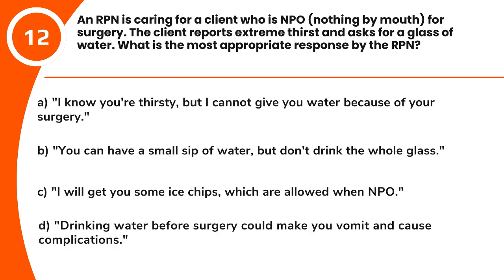An RPN is caring for a client who is NPO, nothing by mouth, for surgery. The client reports extreme thirst and asks for a glass of water. What is the most appropriate response by the RPN? A. I know you're thirsty, but I cannot give you water because of your surgery. B. You can have a small sip of water, but don't drink the whole glass. C. I will get you some ice chips, which are allowed when NPO. D. Drinking water before surgery could make you vomit and cause complications.